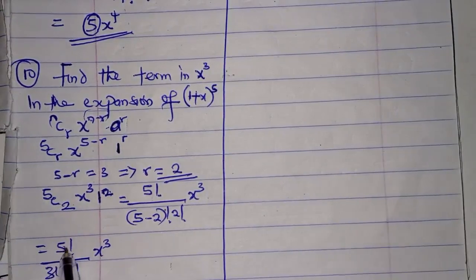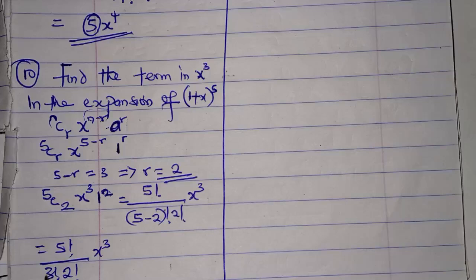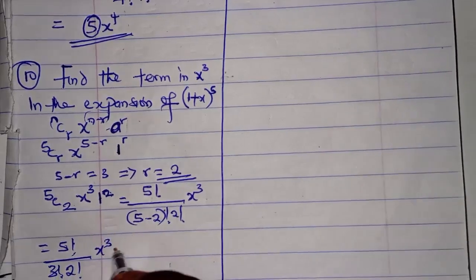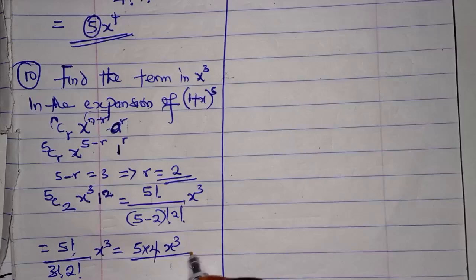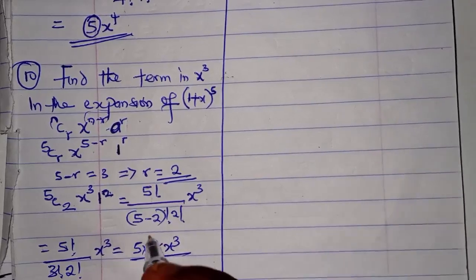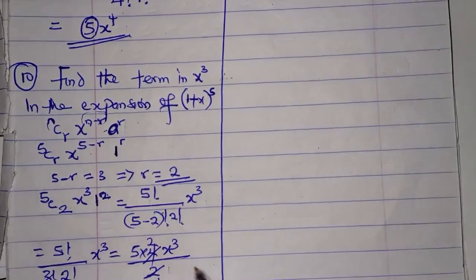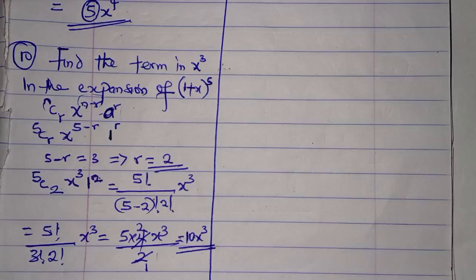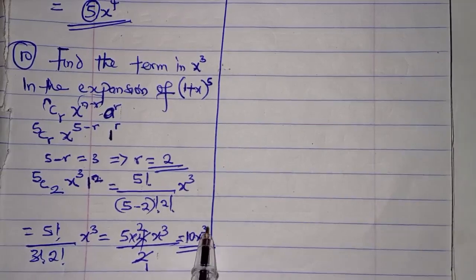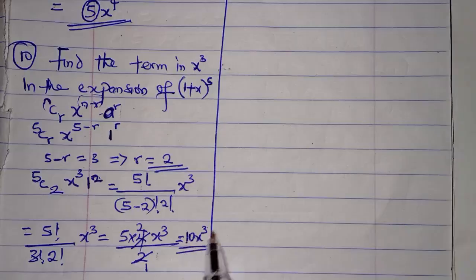If I divide 5 factorial by 3 factorial, I'll be left with 5 times 4. 2 factorial is 2. 2 here is 1, 2 here is 2. So what am I having now? I'm having 10, 10x cubed. So the term in x cubed is 10x cubed, and the coefficient of x cubed here is 10.